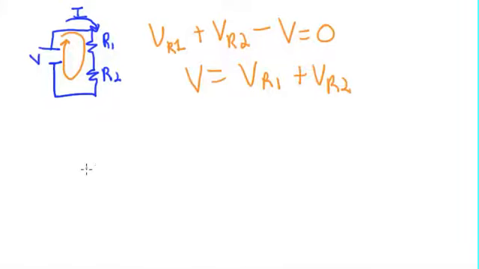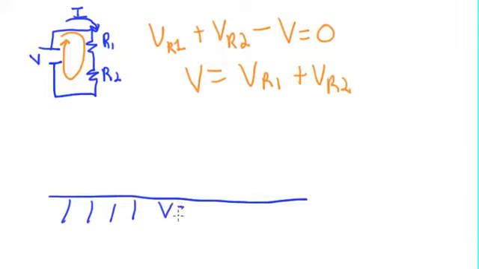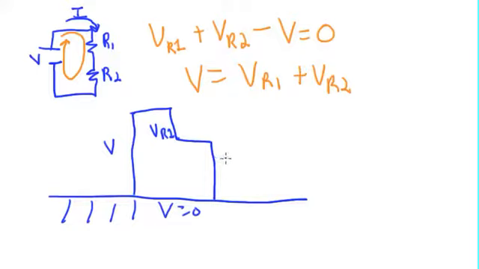Schematically, in a little altitude type picture, we'll have this be our ground, so V equals 0. We're going to come up to some height V. Now the voltage drop across the first resistor is V sub R1, and then the voltage drop across the second resistor is V sub R2. And if we do a loop, we start up here, high voltage, we go 1 voltage drop, 2 voltage drop, we're now down here, and then we go back up to where we started.